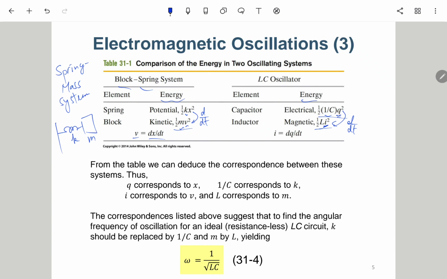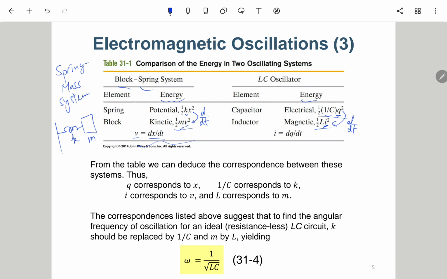So it means that if we derive any ODE for the spring-mass system, you can change the variables from Q to X, 1 over C to K, I to V, and L to M, and then you can get the solution for the other system.